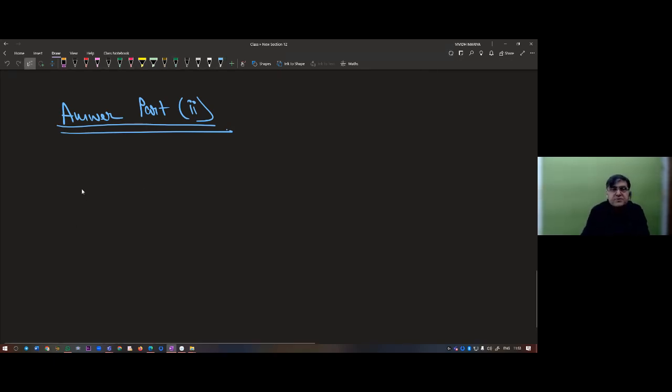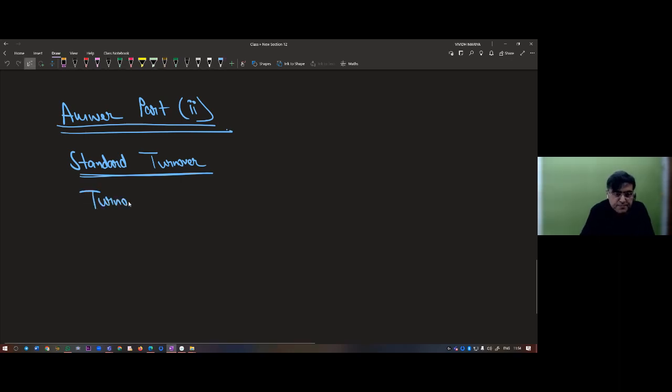Answer part 2. Guys, turnover of corresponding period, the standard turnover. Let's call it by the name standard turnover. How to calculate the standard turnover?